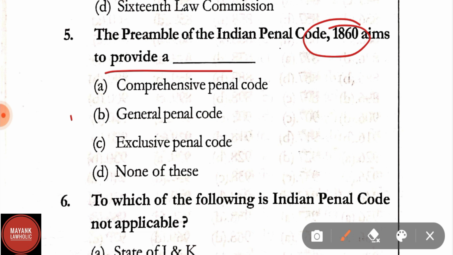The preamble of the IPC 1860 aims to provide a option first, comprehensive penal code, B, general penal code, C, exclusive penal code, D, none of these. Correct answer is general penal code.